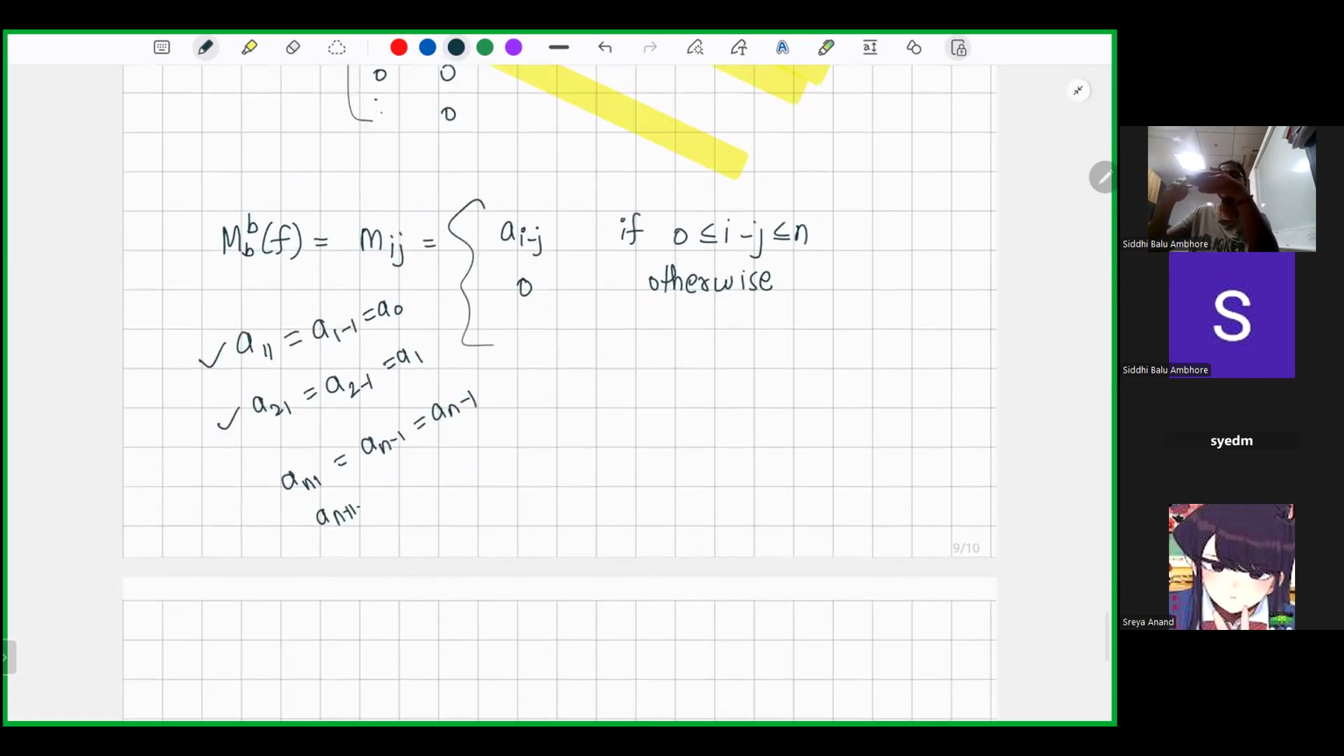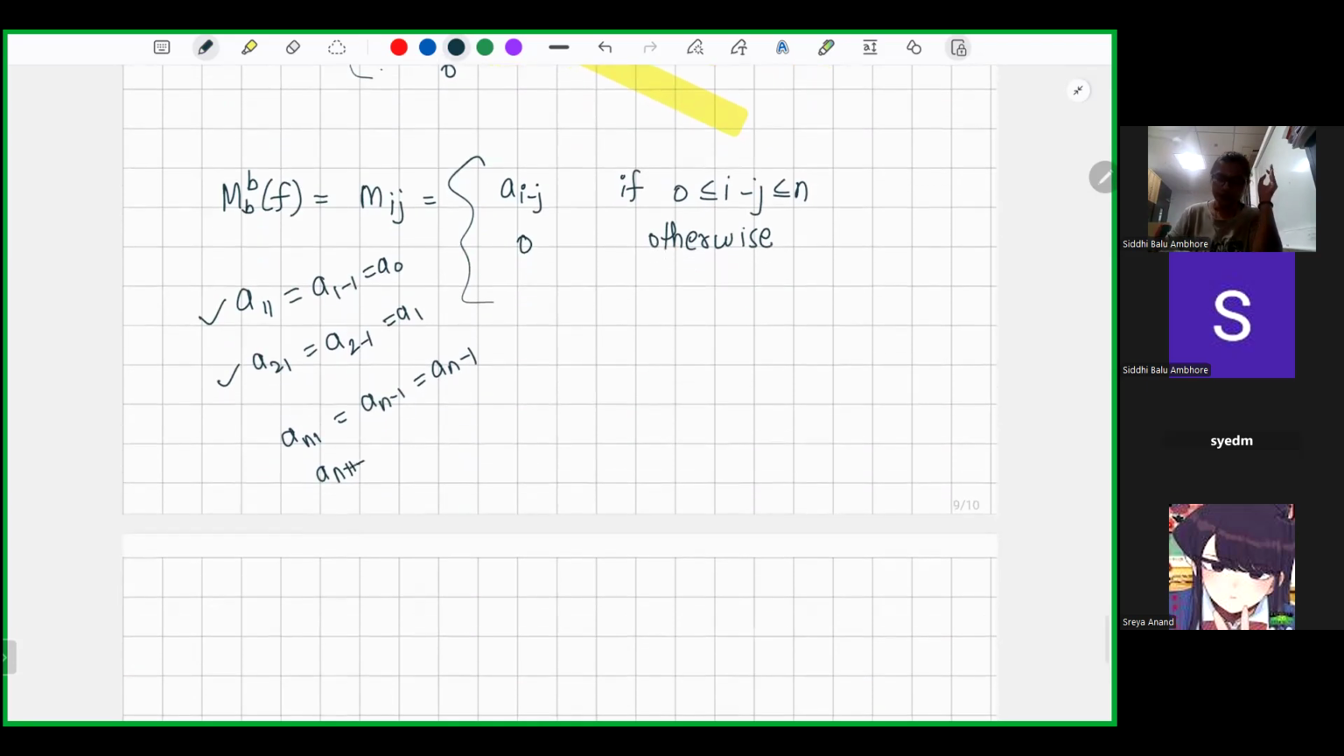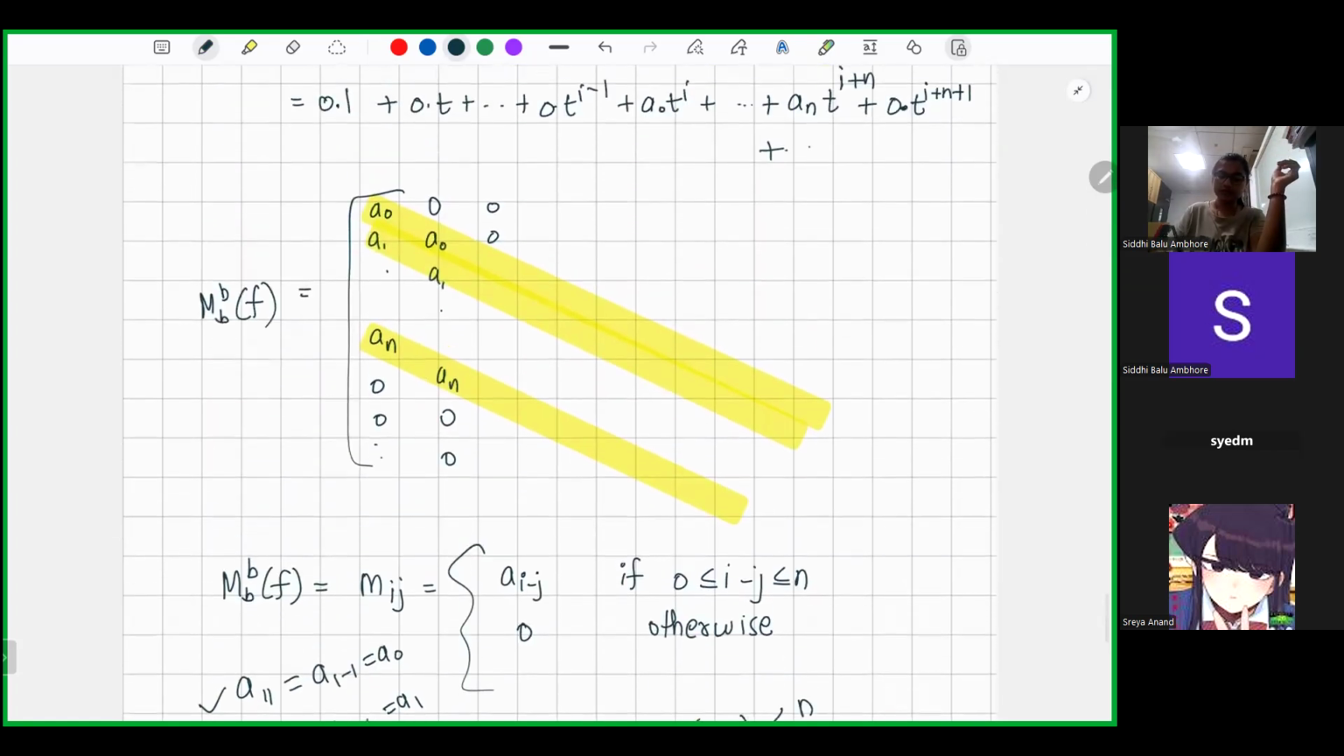As long as i minus j is less than or equal to n. So a_{i-j}, less than or equal to n, so a_{n+1-1}, that is a_n plus 1 minus 1, is less than or equal to n. So that's why we still have a_n here, and this is the case.